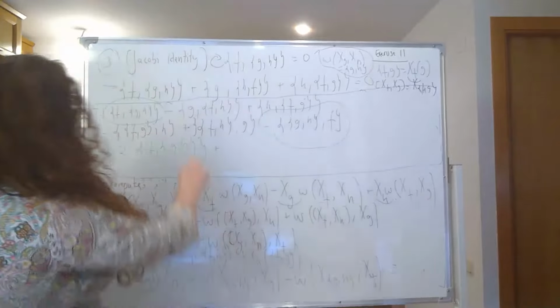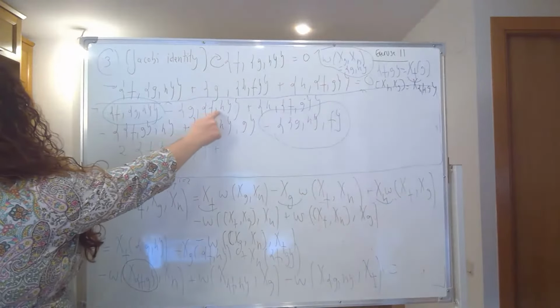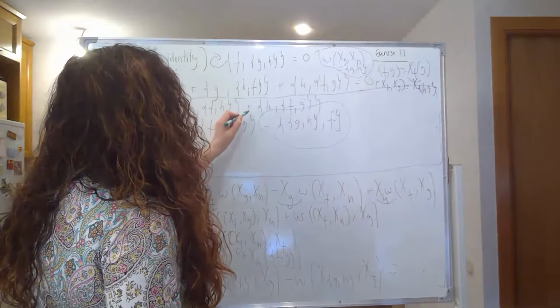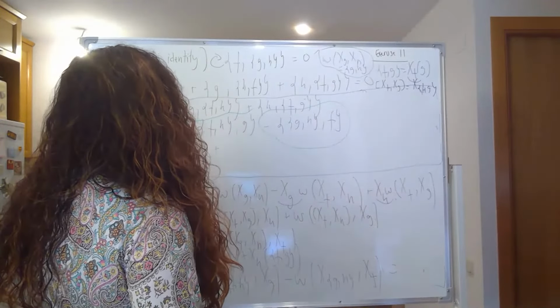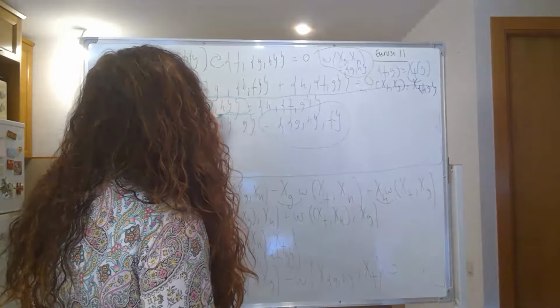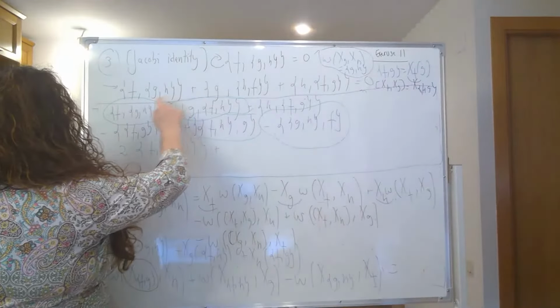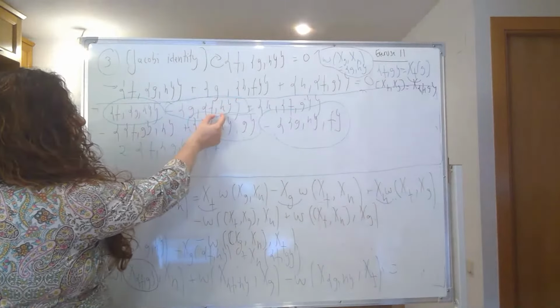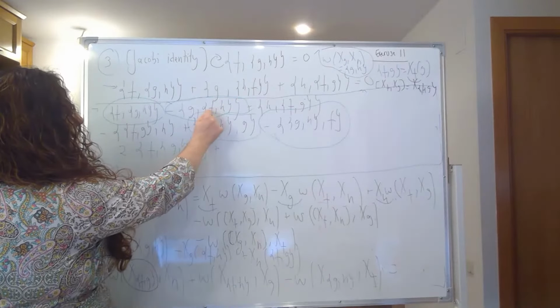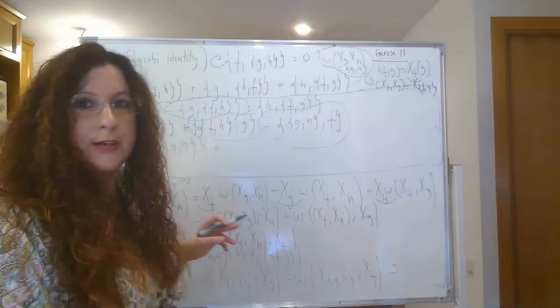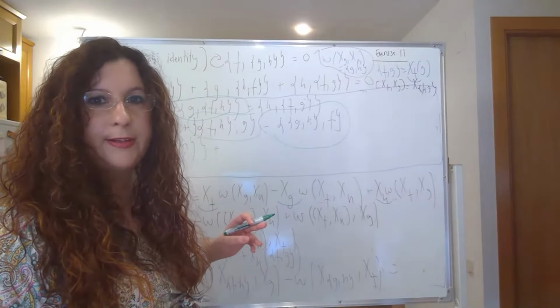And now I have to identify the g, f, and h. Okay, I have one here, and I have one here. Well, in order to see the same order, I need to do two changes because here I have the f and the h, okay? Therefore, I should change the f and the h.